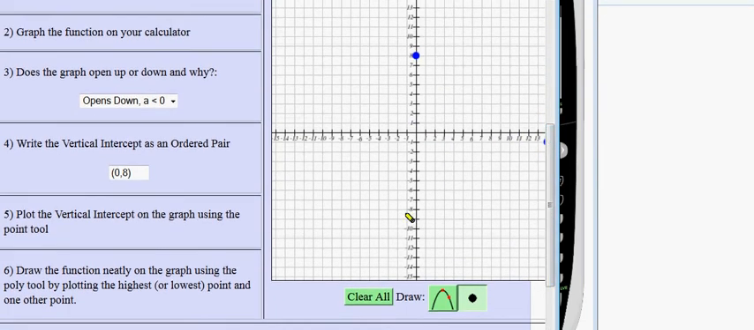Part 6. It looks like I'm done at part 6. Draw the function neatly in the graph using the poly tool. That's this guy. I'm going to click on the poly tool, short for polynomial, by plotting the highest or lowest point and one other point.